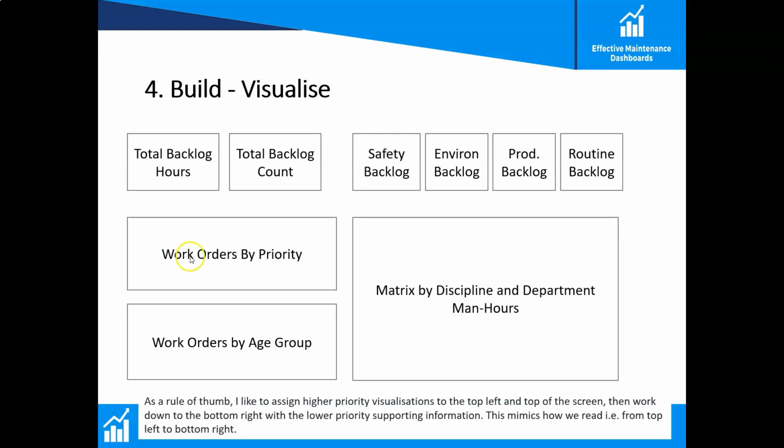Along the left hand side, we want to be able to see the priority of the work and how old the work is. So we're going to put 2 charts here: one which will split the number of work orders by priority, and one which will split the number of work orders by the age, how long they've been in backlog for. The other requirement is to understand the volume of work which each department is responsible for. To do this, I've got a matrix in the middle here, and that matrix is going to have the department along the columns and the discipline on the rows, with the number of man hours as the values in the matrix.